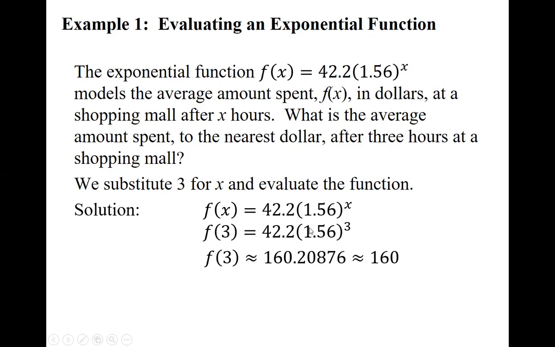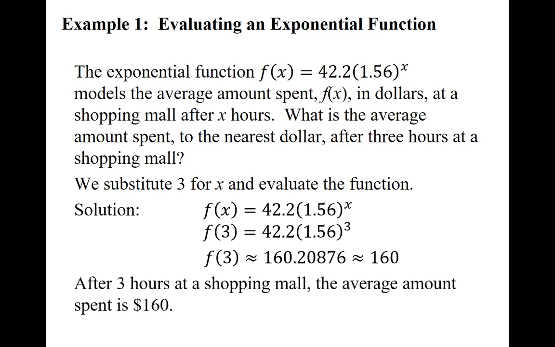Again, when we evaluate these, we don't do 42.2 times 1.56. That would be multiplication first. Order of operations says we do the exponent first. So raise the 1.56 to the third power and then multiply the result by 42.2. Then do whatever rounding the problem requires.